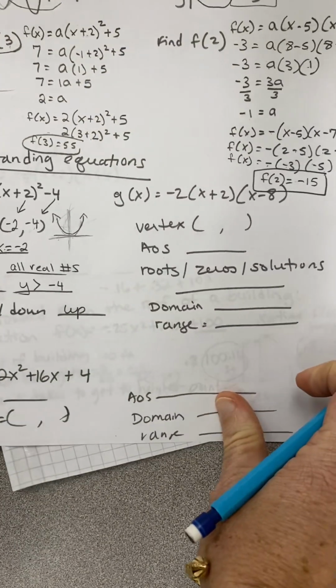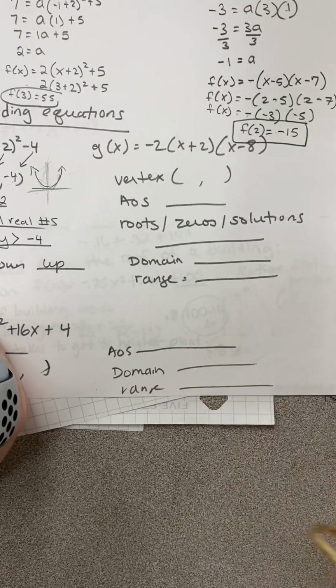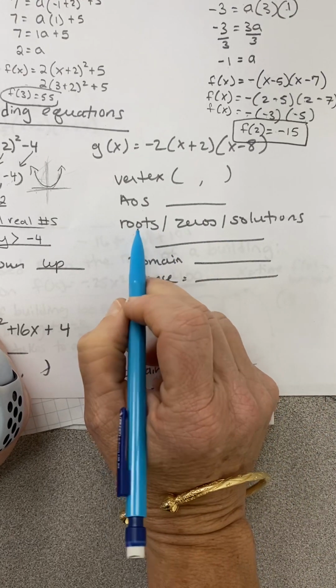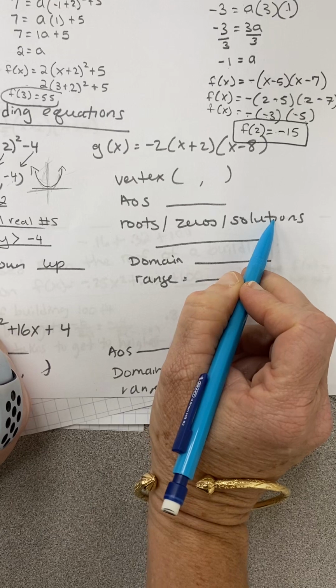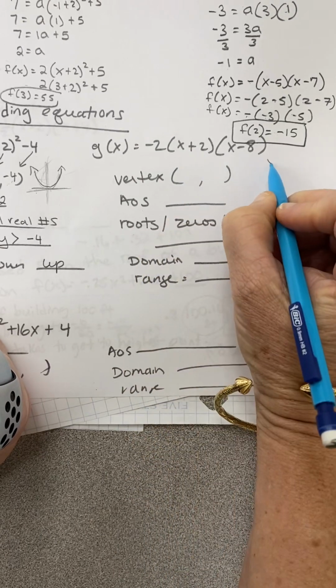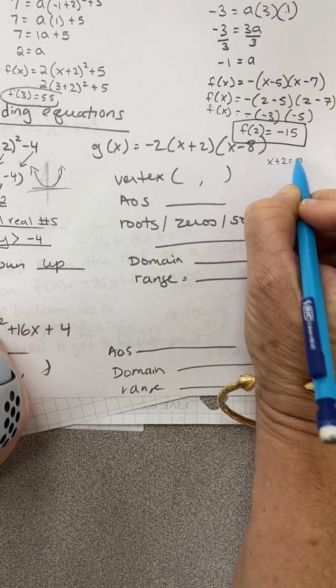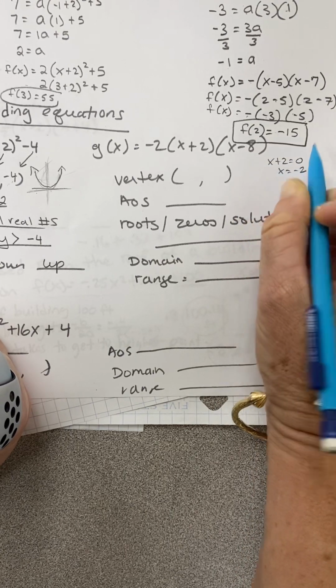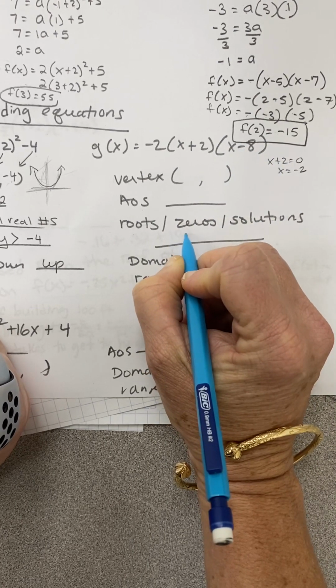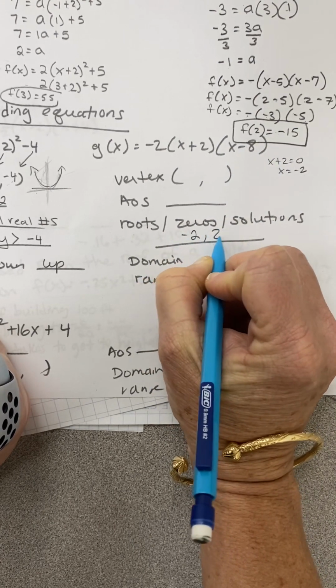Okay, let's look at this one. This one is intercept form. So what I know really easily is the x-intercepts. They're called the roots, the zeros, the solutions, or x-intercepts. So I would say x plus 2 equals 0, so x equals -2. And for the same reason, I know x is 8. So my zeros are -2 and 8.